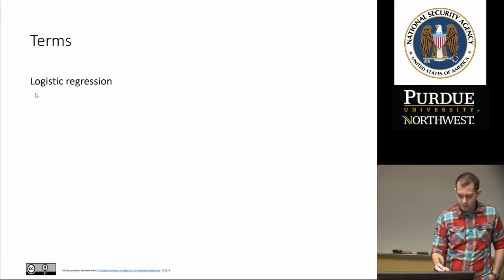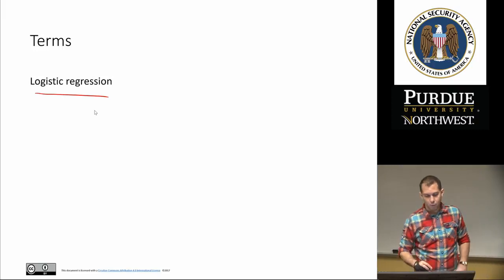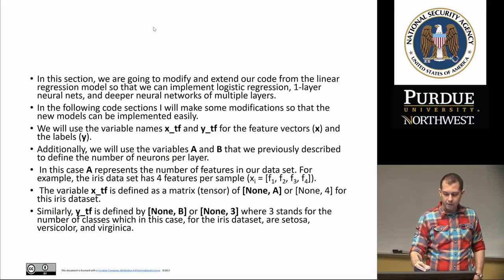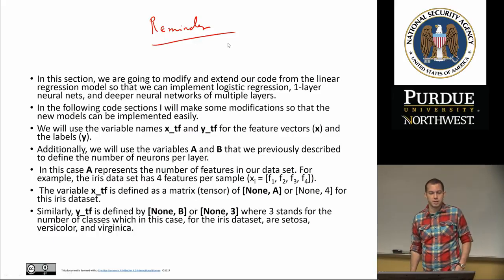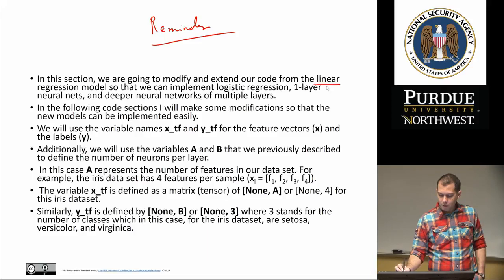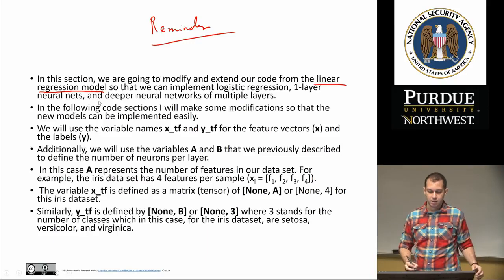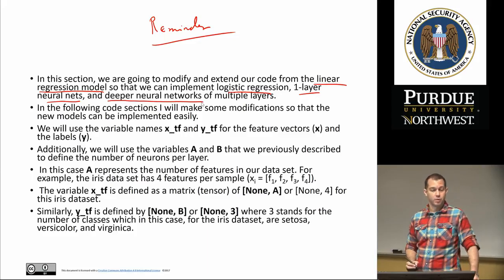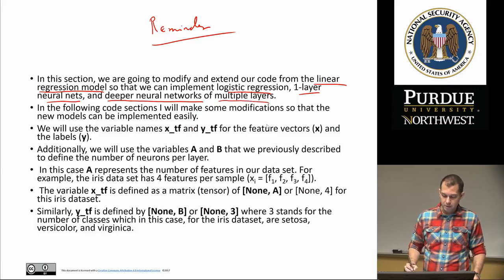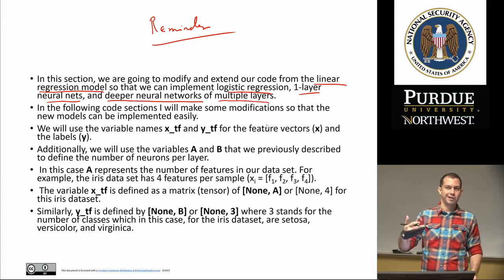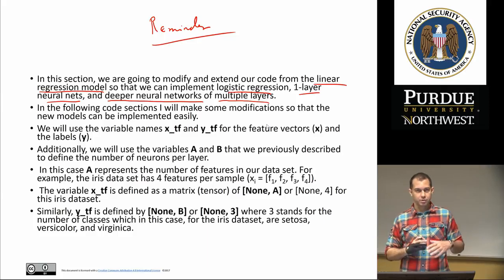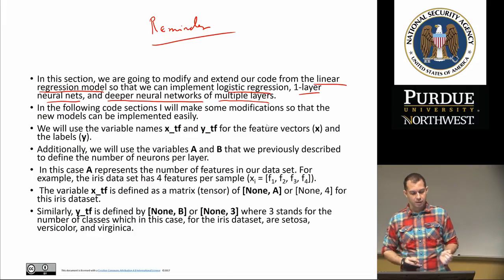So the terms here are, basically logistic regression is really itself the one new element of this topic. This is just a reminder of what we saw before with linear regression. In this section of our discussion, we are going to modify and extend our code from the linear regression model so that we can implement logistic regression, but also one-layer neural networks, which are just the traditional neural networks that have been around for a long time, and even the deeper neural networks that became very popular after 2012, right? So deeper neural networks of multiple layers. And as I said, at least in the TensorFlow code, it's going to be a very incremental thing where a lot of the code we've already written with linear regression. Now we're just using that same skeleton of code and making it beefier, adding more functions, more functionality, etc.